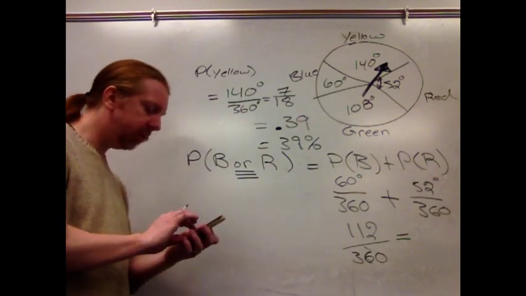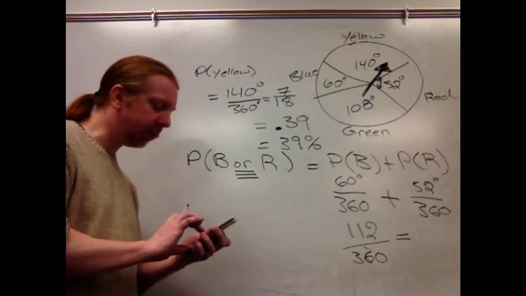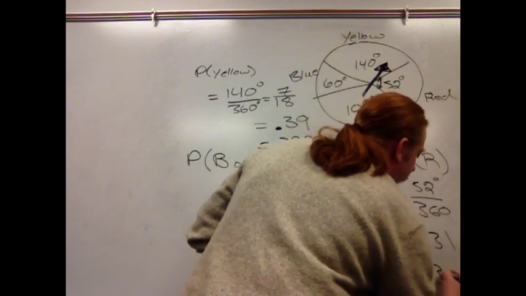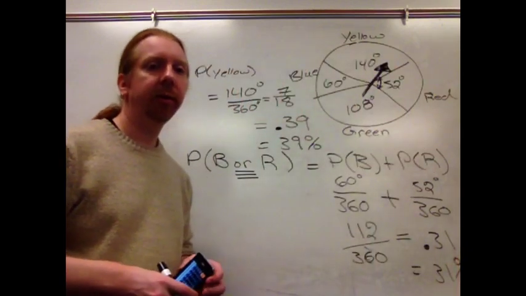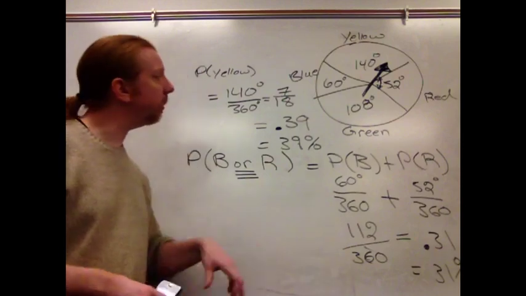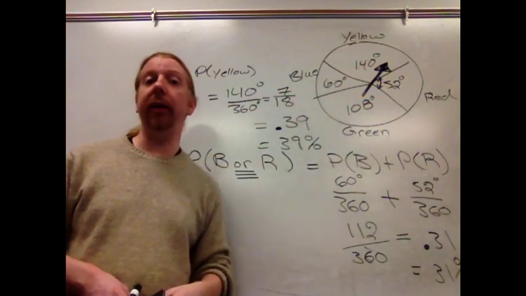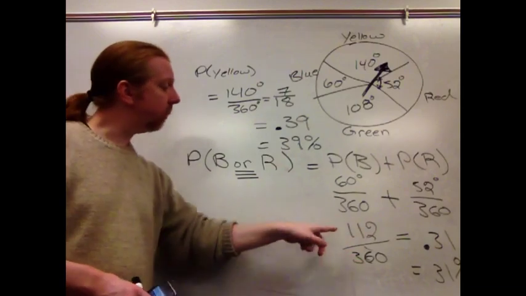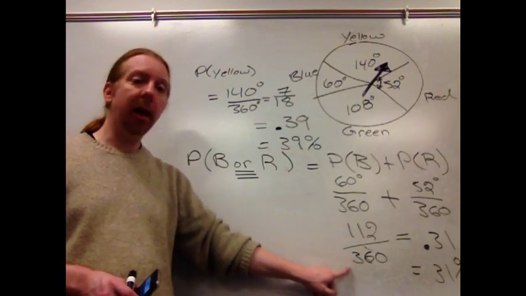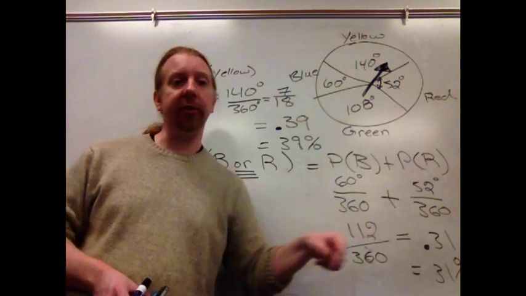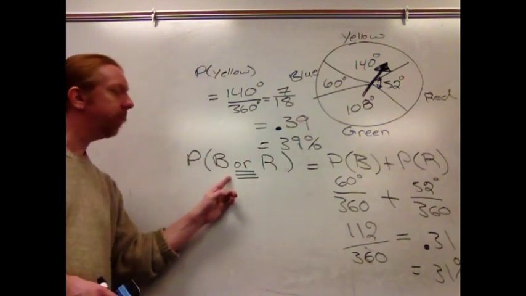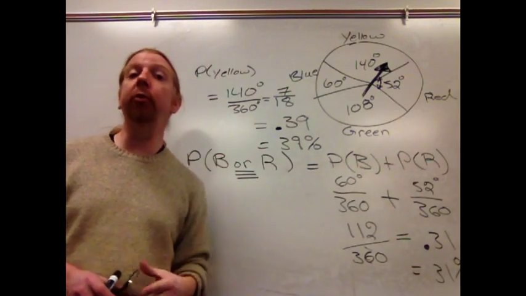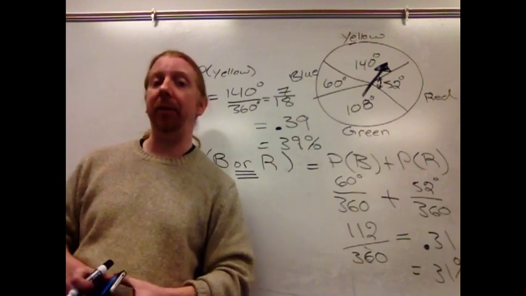So 112 divided by 360 puts me at 0.31 or 31%. So about a third of the time it's going to land in either the blue or the red categories. Again, our primary principles fit like this. What do I want? How much can I have? Take their fraction. When I use the word or, I'm adding two probabilities together, provided they are mutually exclusive and both cannot happen at the same time.